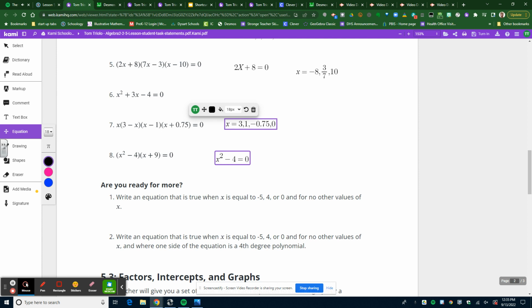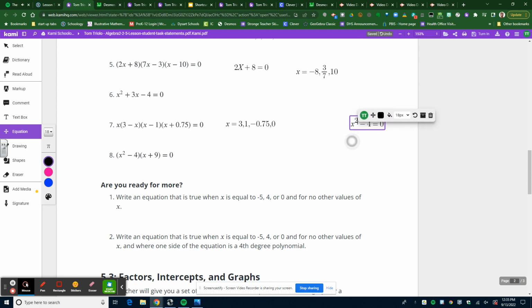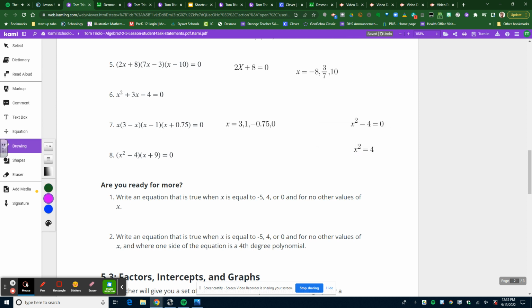Add 4 to both sides. So x squared equals 4. And now here is the tricky part. I need to undo a squared. How do you undo a squared? Square root. Okay, not too bad. And that's not the tricky part. Most of you can figure out that part. The next part is the tricky part.